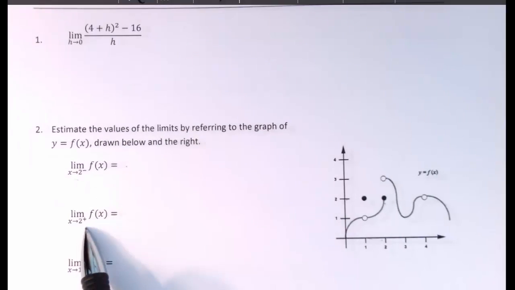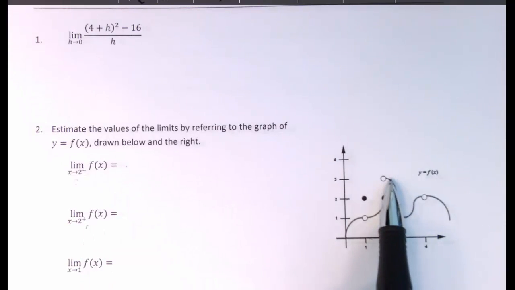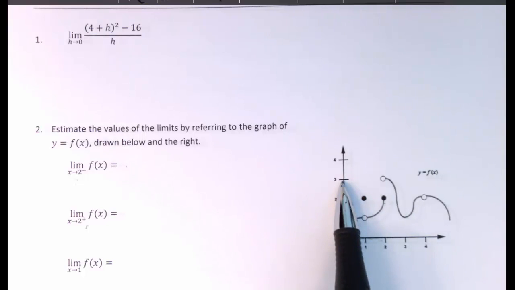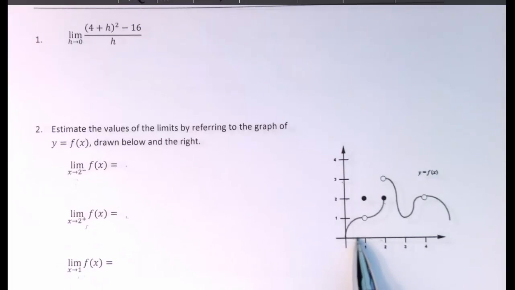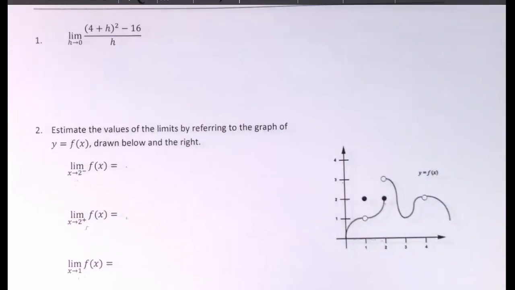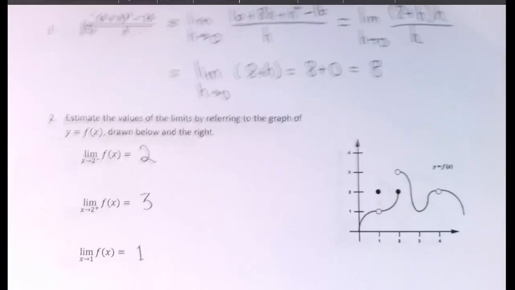If we take the limit as x tends to 2 from the right, we'd be following the curve along this portion. Those heights get close to 3. So the answer here is 3. Finally, the limit of f of x as x tends to 1, this is a two-sided limit, means that x's should approach 1 from both the left and from the right. If we do that from either direction, we get close to this point, which has height 1. Your solutions then should look something like this.